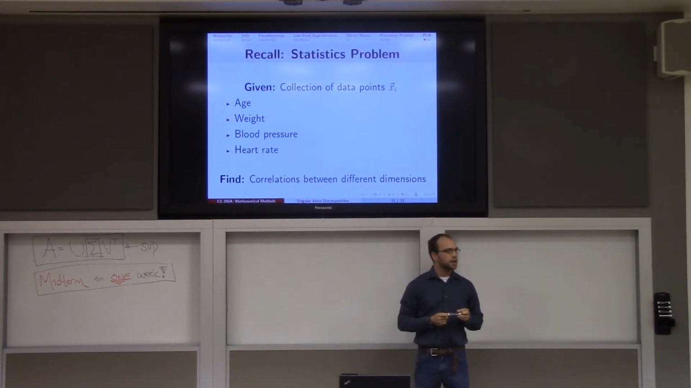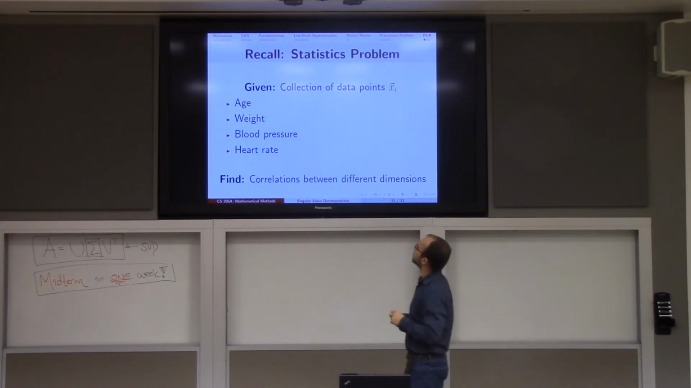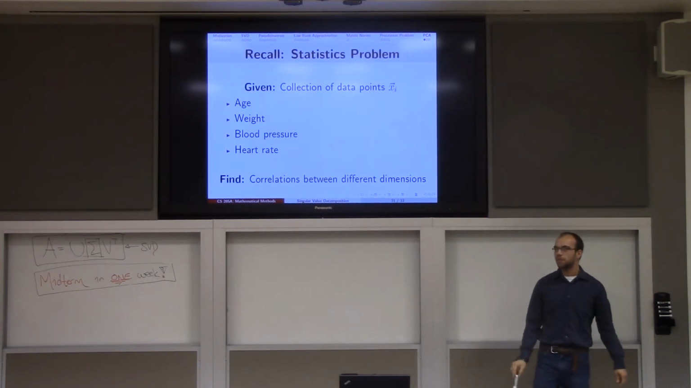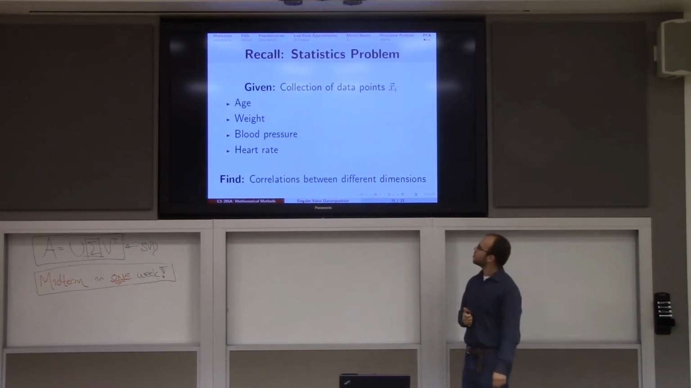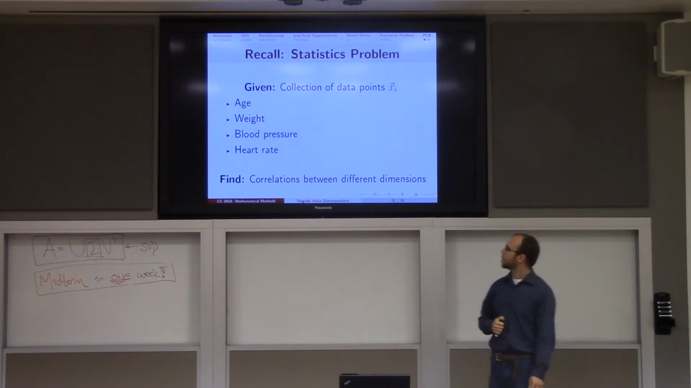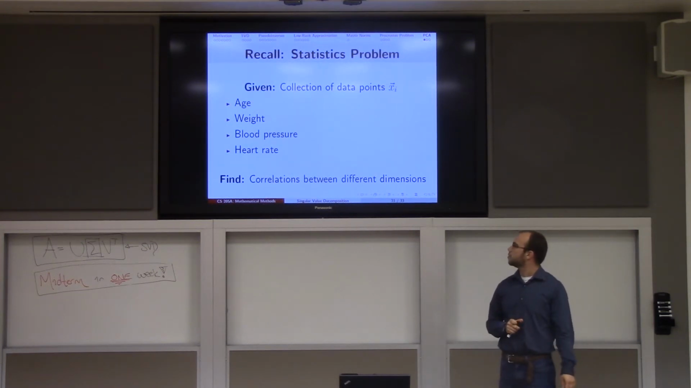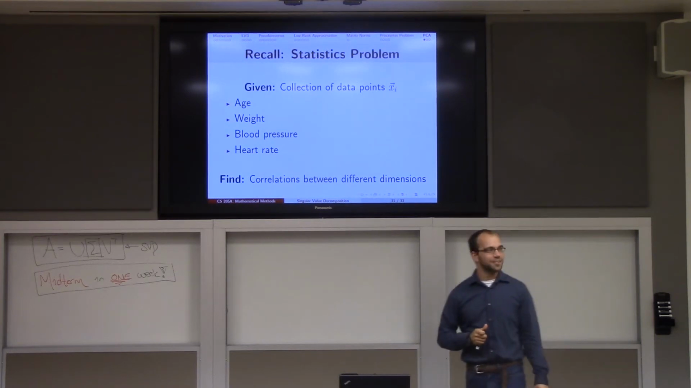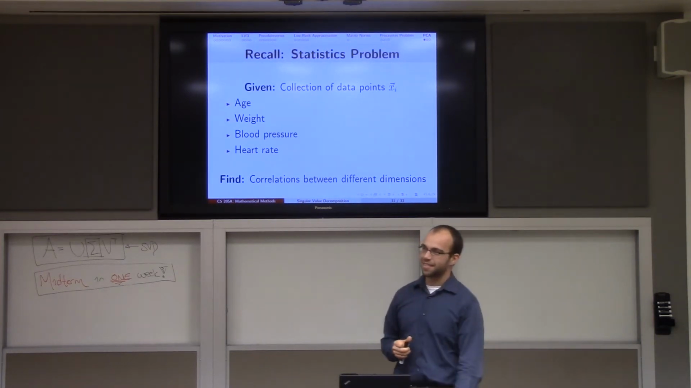Okay. And finally, we can return to the statistics problem I used to motivate the eigenproblems in SVD a couple lectures ago. Remember our setup here, where we have a bunch of different data points that collect age, weight, blood pressure, heart rate, whatever, of a bunch of patients in hospital, and we're trying to find correlations between different dimensions. For example, maybe a typical patient with high blood pressure also exhibits high weight, high heart rate, and high age.